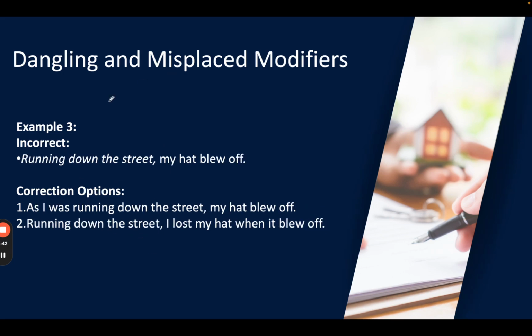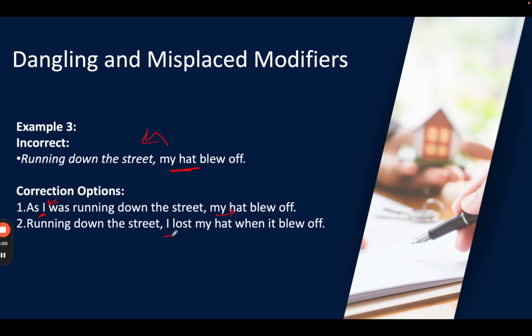Another example, running down the street, my hat blew off. Now, can a hat run down the street? No, it's illogical. So, again, look at the correction. As I was running down the street. So, who was running? It's been mentioned here itself. And then the rest of the part remains the same.